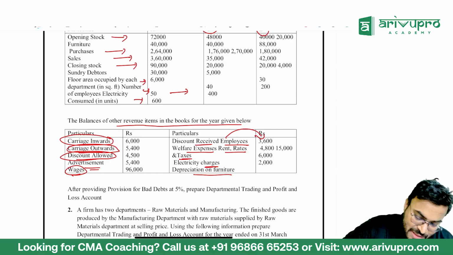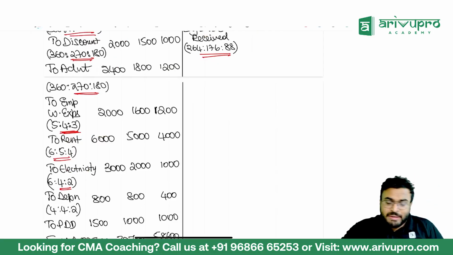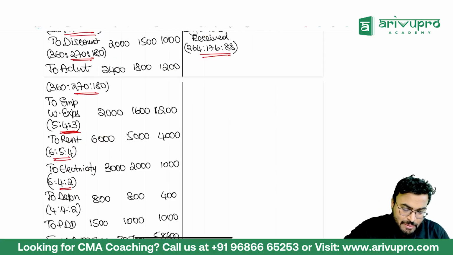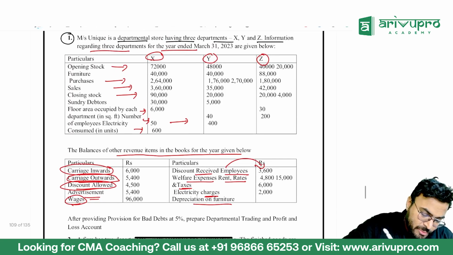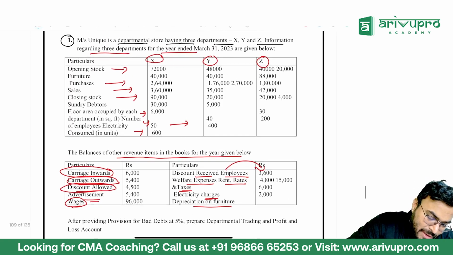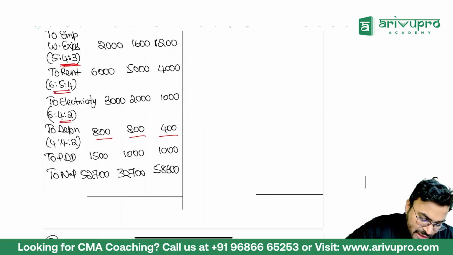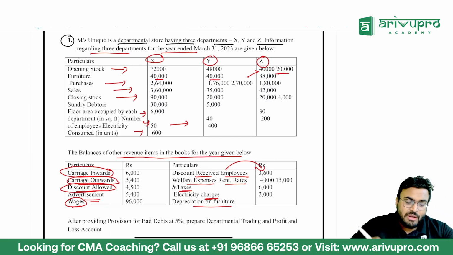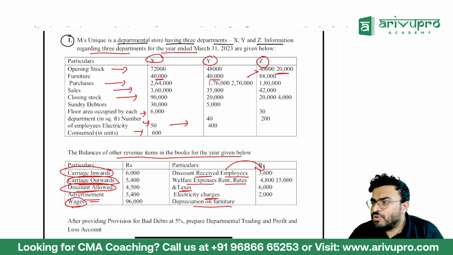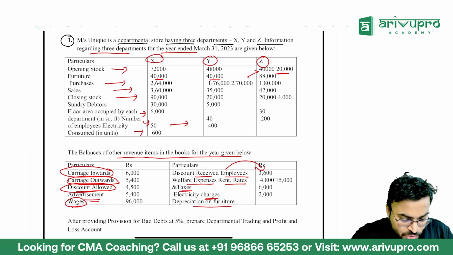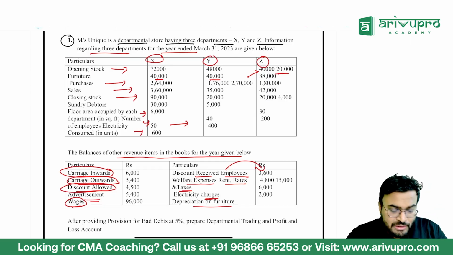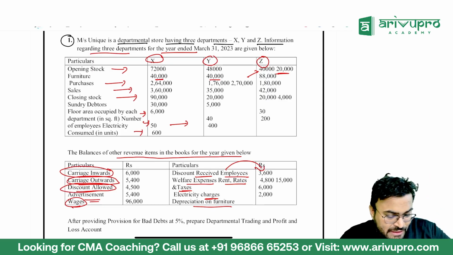Then we have depreciation on furniture. What are you going to base the depreciation on furniture on? Based on the furniture value. 4, 4 and 4 here, so depreciation on furniture will be 4, 4 and 2. It will be based on the furniture values. So depreciation you're just going to analyze and apportion in that particular way. Is this clear? That is your question number 1.